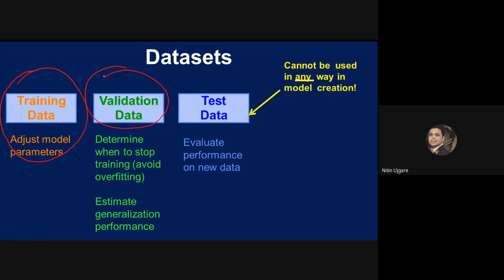So it gives you the estimate of generalization performance. And finally, the third type of data set is the test data set. The test data set is used to evaluate the performance of your model on new data, or just to test the quality of your model on unseen data or real-world data.